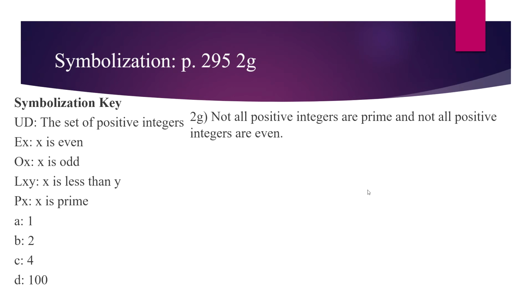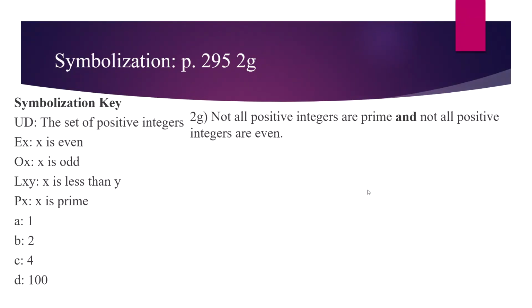Next, we have: not all positive integers are prime and not all positive integers are even. So we already talked about not all. We already talked about no cases, right? No positive integer is, no positive x is a y or whatever. Now we're going to talk about not all statements.